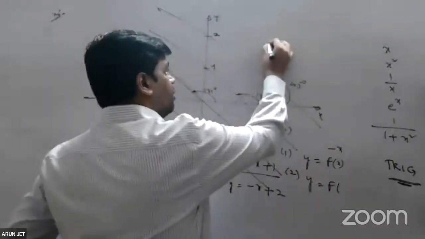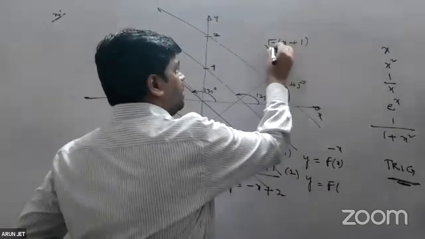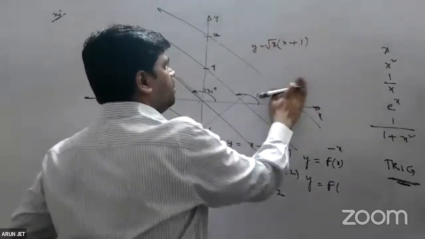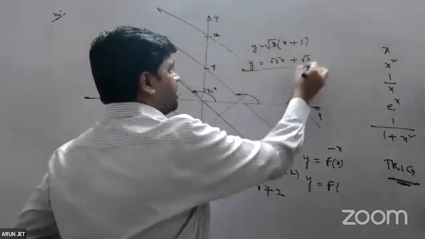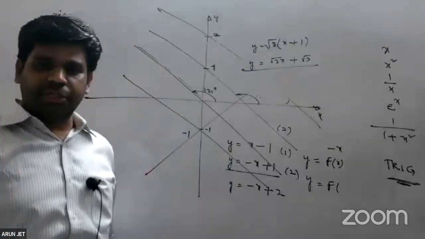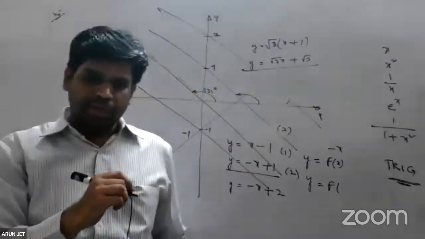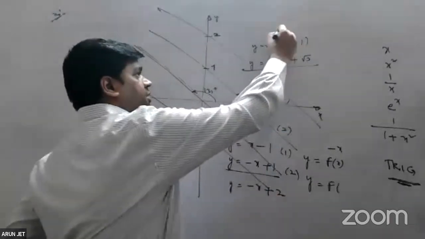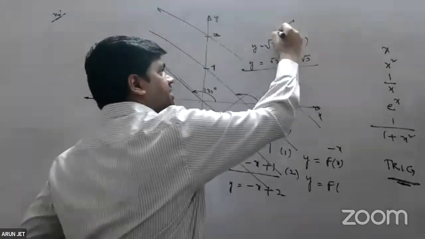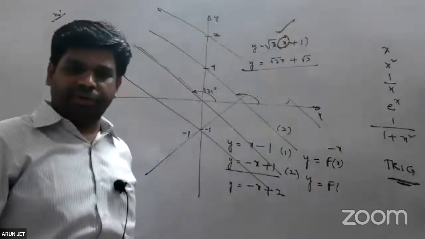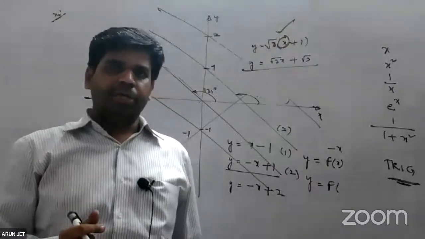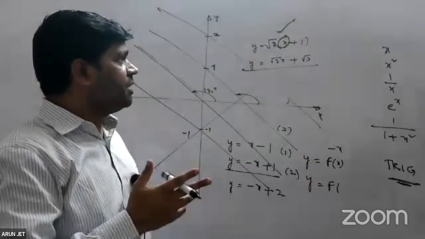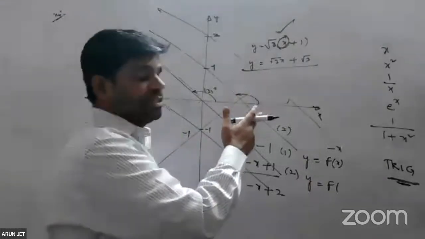See, when I asked you to plot root 3 of x plus 1, what did we do? We expanded it: root 3x plus root 3. One step was wasted. But if I know the horizontal transformation, horizontal pushing or pulling, I can quickly plot this just by looking at this x. Root 3 of x plus 1 is easily plotted if I know the transformations.